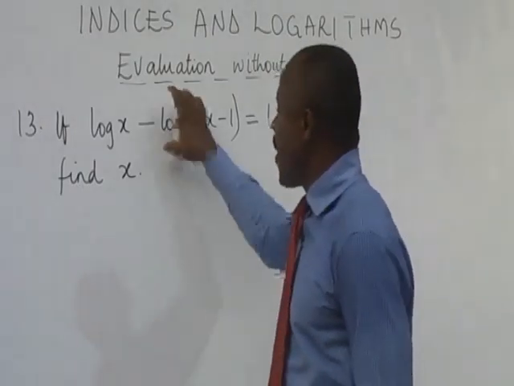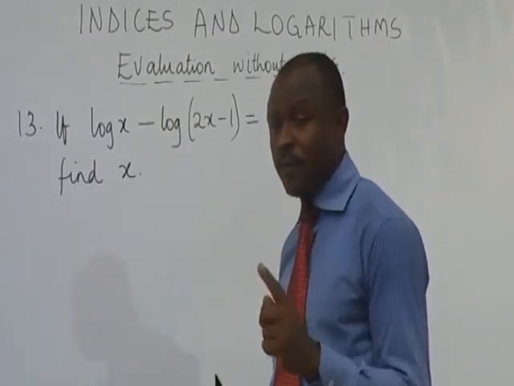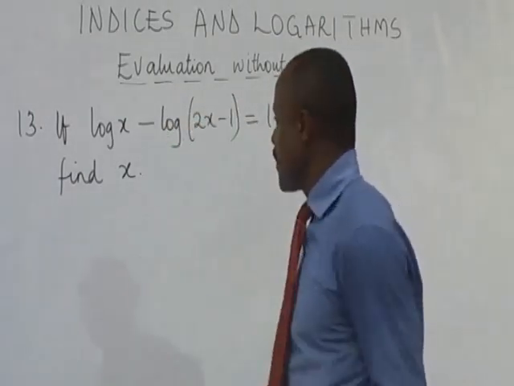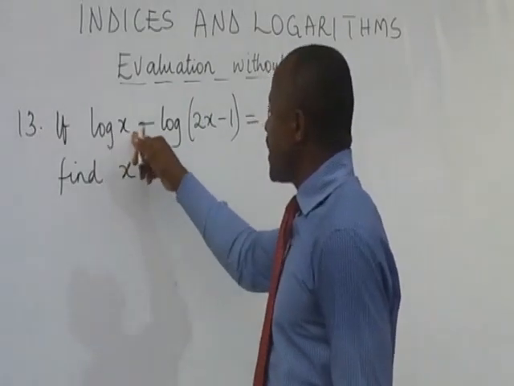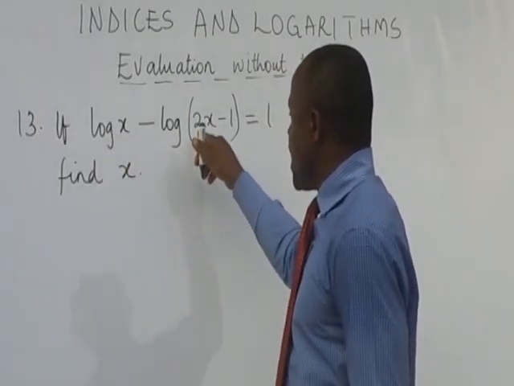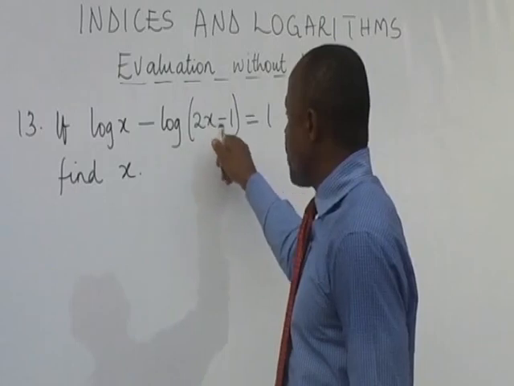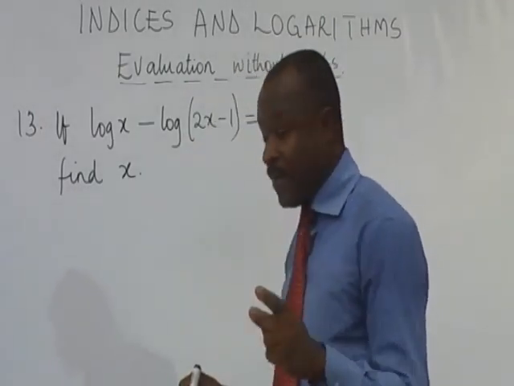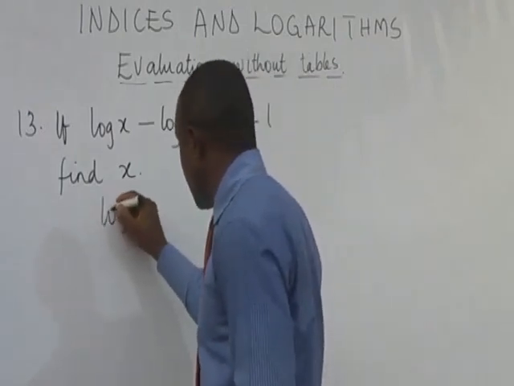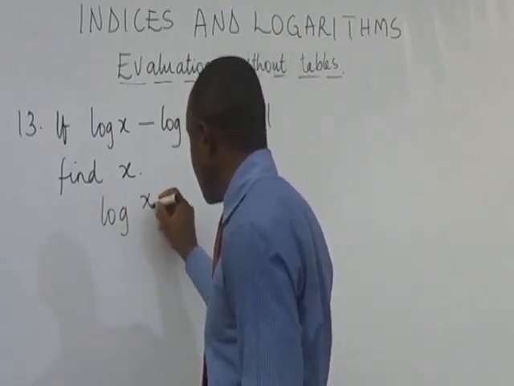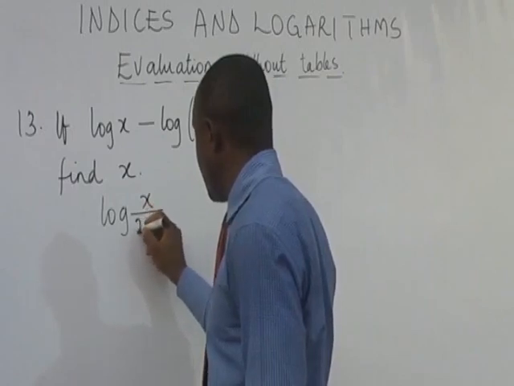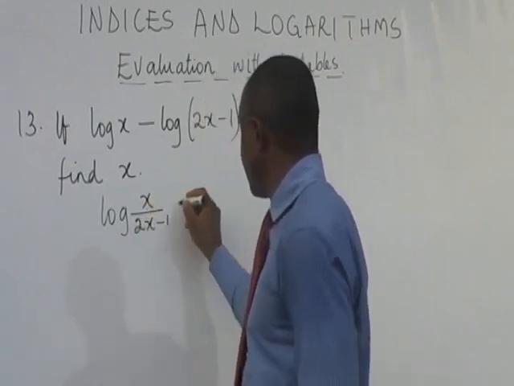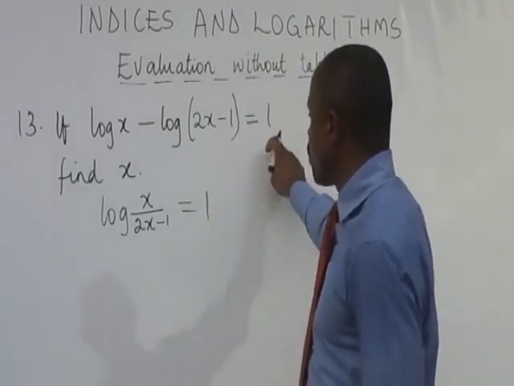So in this case, let's apply the second law of logarithms to simplify this bogus thing. Log x minus log bracket 2x minus 1, respecting the second law of logarithms, means log of x divided by 2x minus 1, and it is going to be equal to 1.